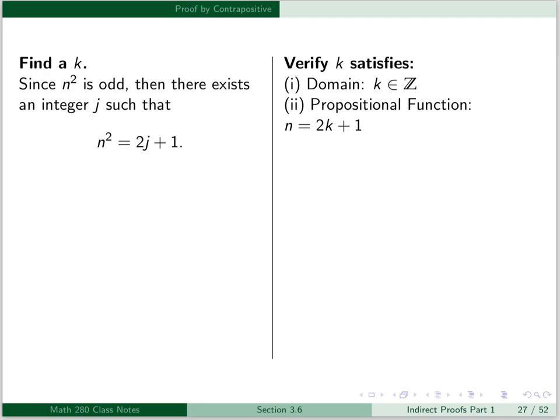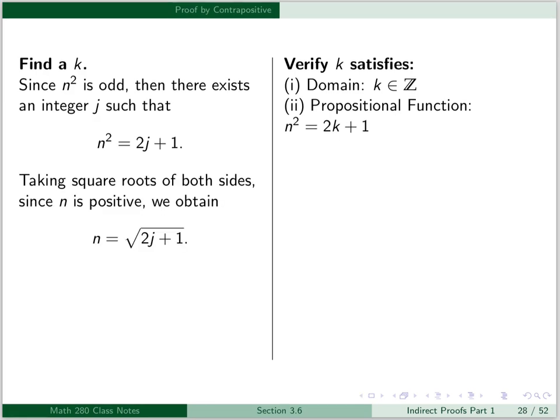So the natural thing to attempt to do is, instead of squaring both sides, to take the square root of both sides of this equation. So taking the square root of both sides of this equation, since n is positive, we'll have the square root of n squared is just equal to n, and so we obtain n is equal to the square root of 2j plus 1.